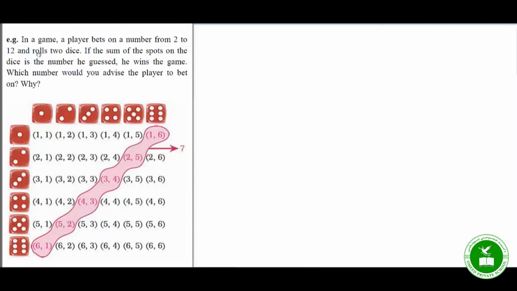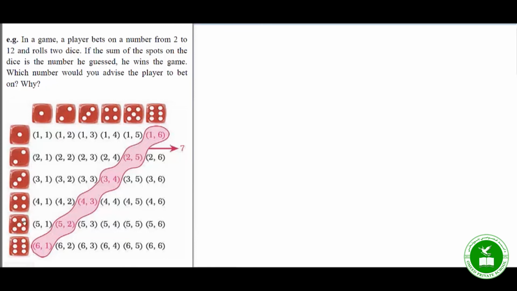In this example, the problem says that in a game, a player bets on a number from 2 to 12 and rolls 2 dice. It means the sum of 2 dice can change from 2 up to 12, but the player bets on one of these sums. If the sum of the spots on the dice is the number he guessed, he wins the game. Which number would you advise the player to bet on? Why?